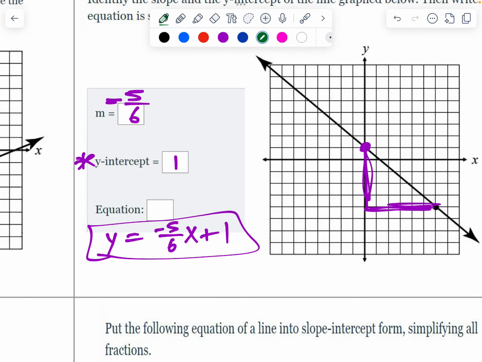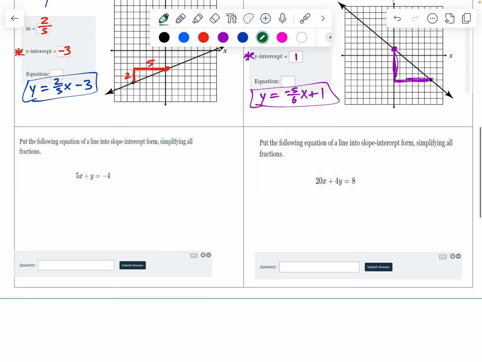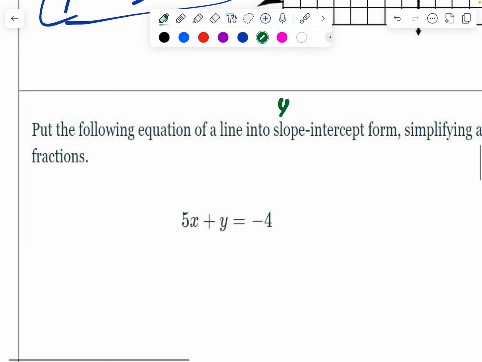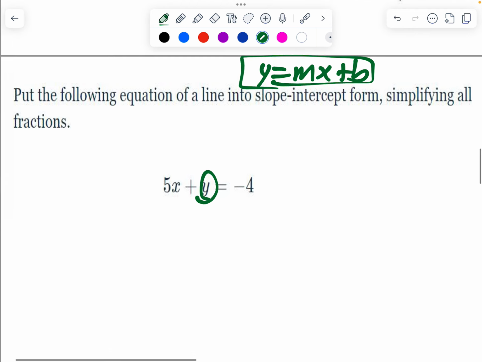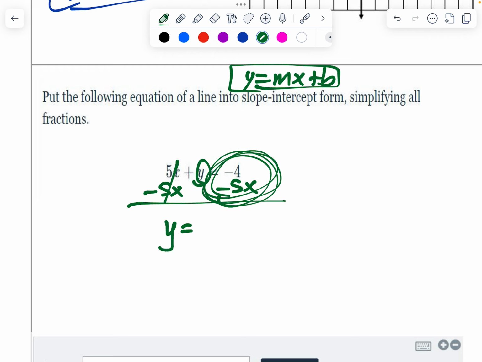Okay? And so our last two is what we kind of did yesterday or Wednesday, and that is to solve for y. So again, our goal is to have y by itself, so it looks like this. Okay, so if I want y by itself here, I need to subtract 5x. And when you do that, you got to do that to both sides. And remember, y equals, these are not like terms.